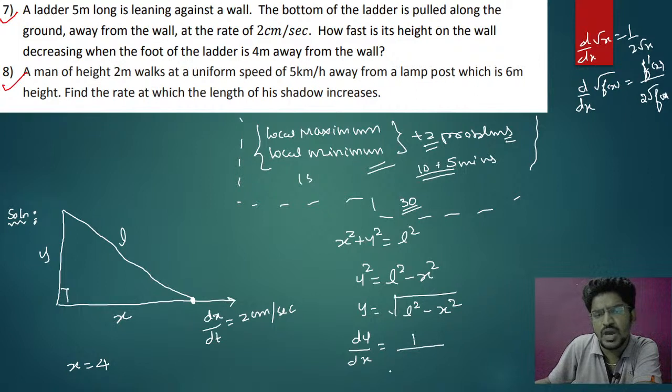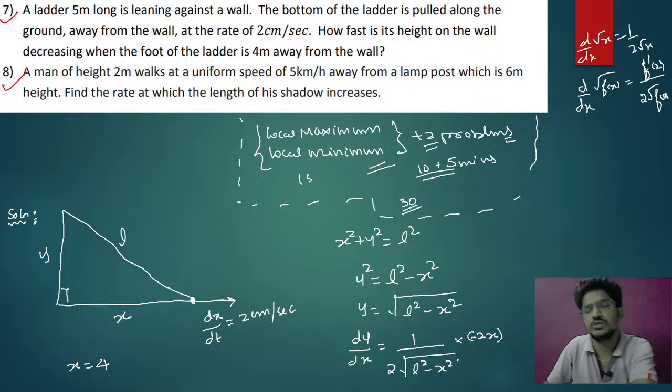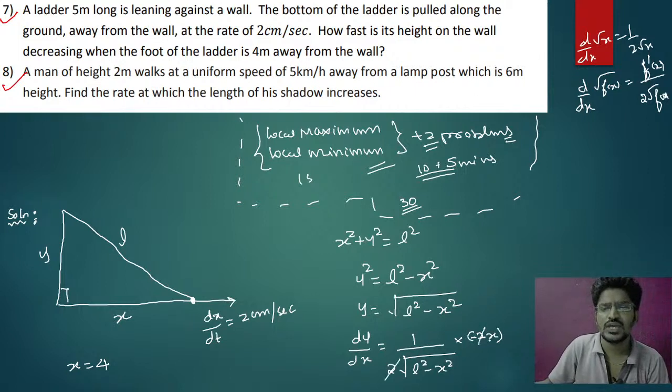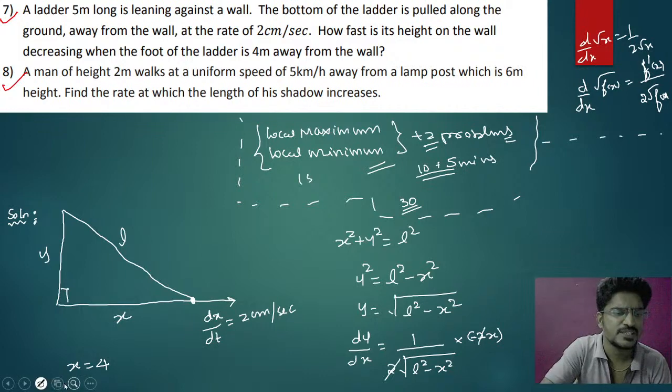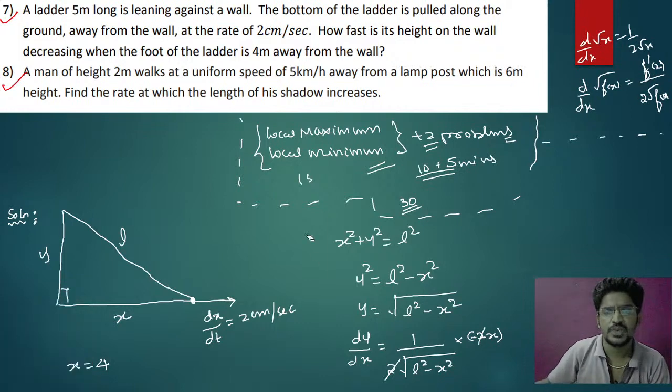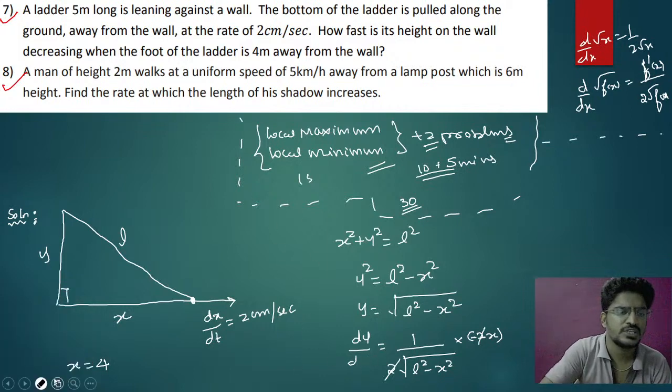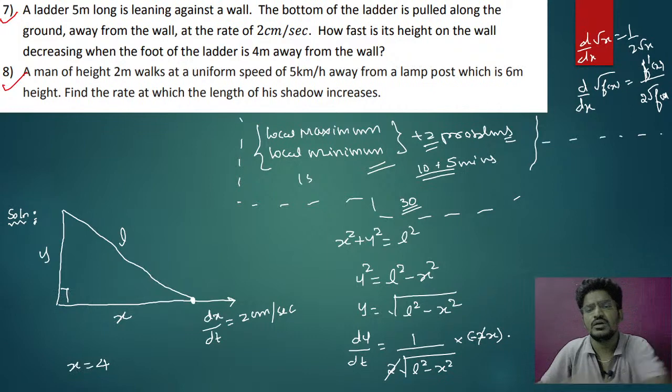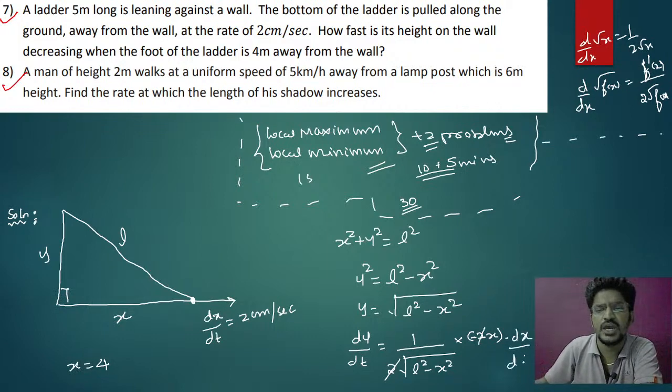That will be 1 by 2 root of L square minus x square into the differentiation of L square minus x square, which is minus 2x. Now the 2 you can cancel. For the rate of change, we are differentiating with respect to time. Be careful, here we have to differentiate with respect to time, so it will be multiplied with dx by dt.